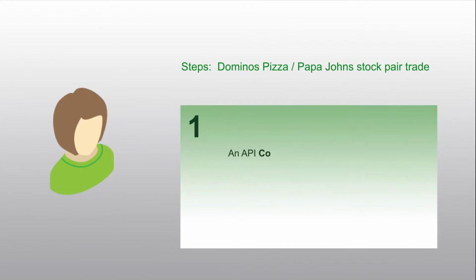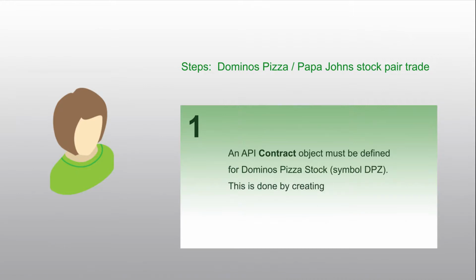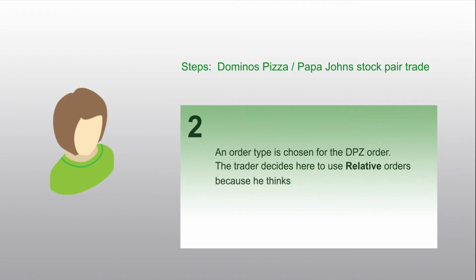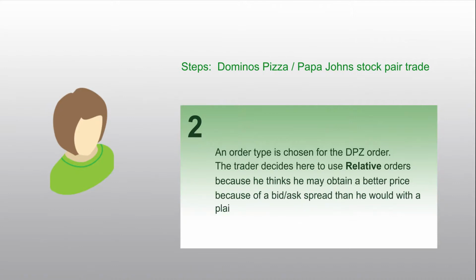First, an API contract object must be defined for Domino's Pizza stock, which has ticker symbol DPZ. This is done by creating a smart routed contract object with DPZ as a symbol. There are many example contract definitions for stocks and other instruments in the API reference guide. Next, an order type is chosen for the DPZ order. The trader here decides to use relative orders because he thinks he may obtain a better price because of the bid-ask spread than he would with a plain limit order placed at the bid or at the ask price.